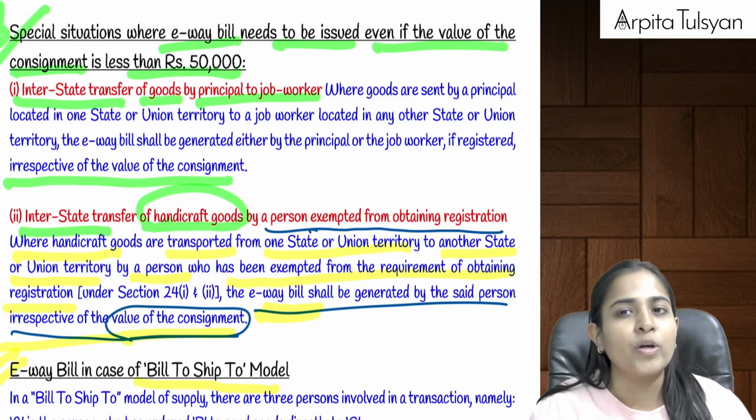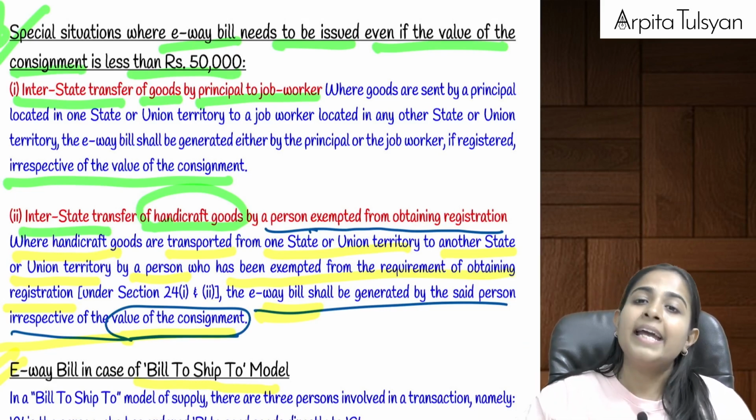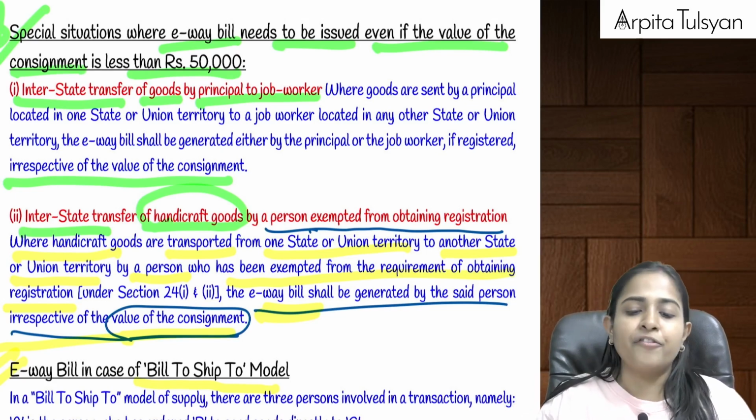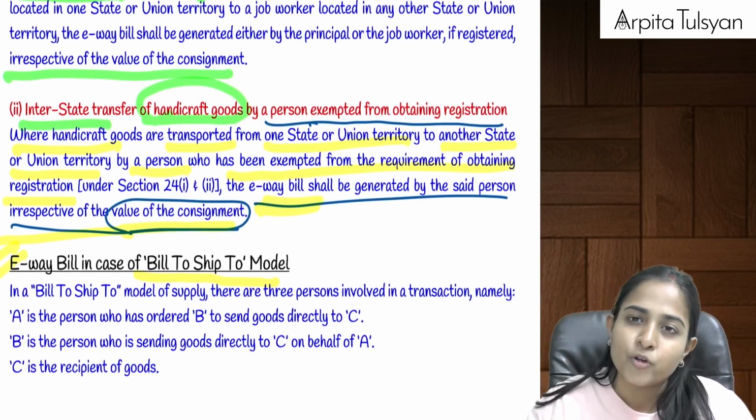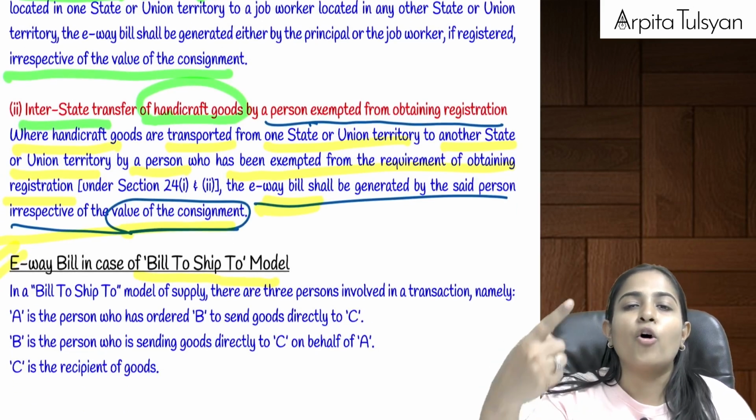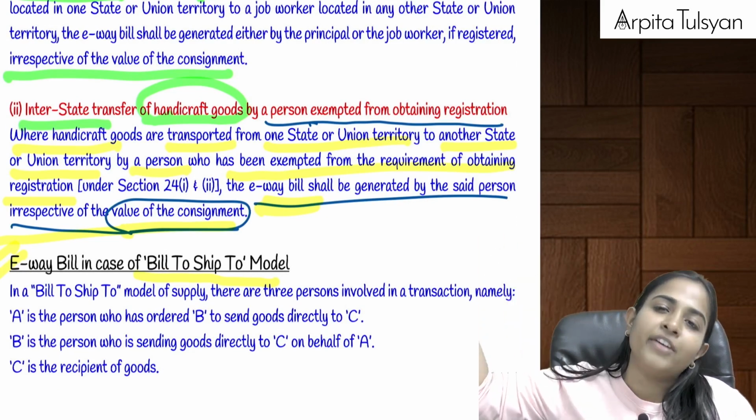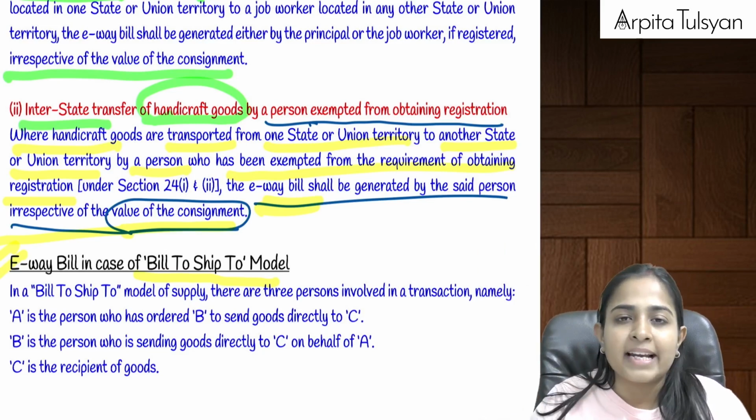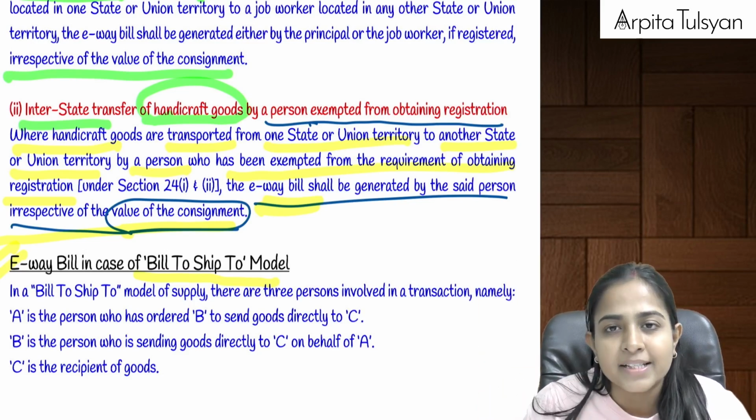So these are the two cases where e-way bill is mandatory in case of interstate transfer of goods irrespective of the value. And the last different point which is coming up here is in case of bill to ship to model. Do you recollect bill to ship to model? I gave the order to you. You should be ideally sending the goods to me, but I told you please give it to C. Then in that case, can we say there were two invoices that were issued? One invoice you will issue on me and one invoice I will issue directly on my customer.